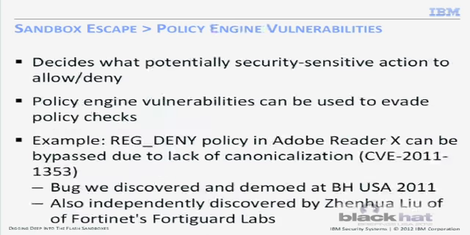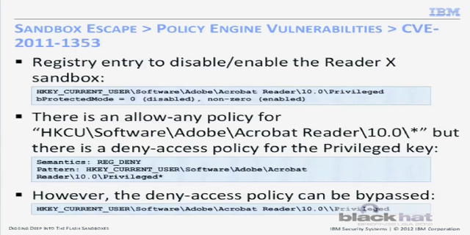Policy engine vulnerabilities are critical because the policy engine decides which potentially security sensitive action to allow or deny. An example of a policy engine vulnerability is the vulnerability we identified in Reader X last year, and we demoed the vulnerability at Black Hat last year too. So, a simple description of the bug we found.